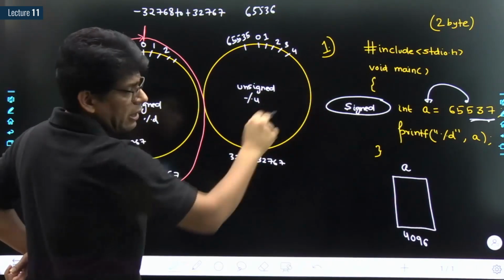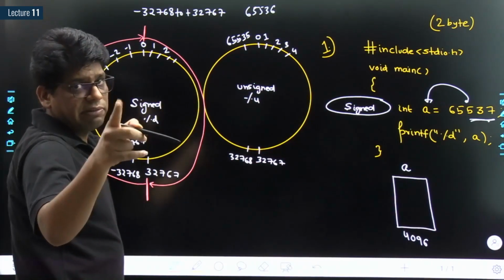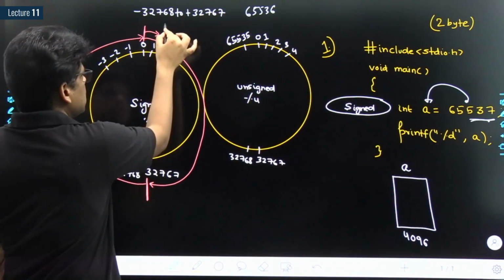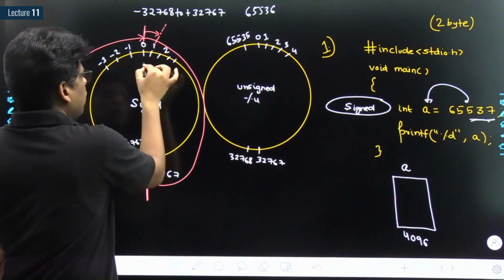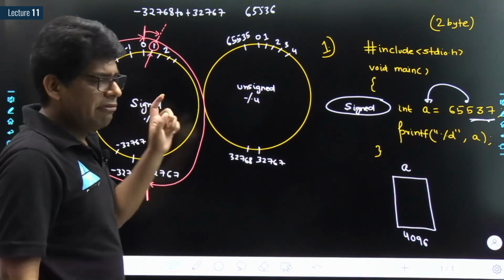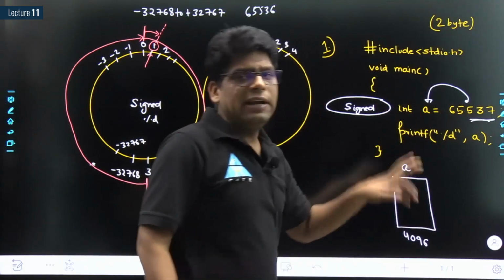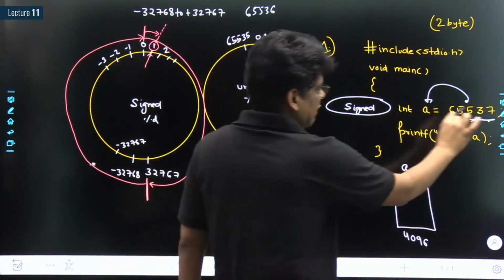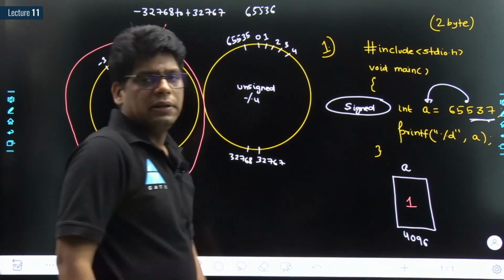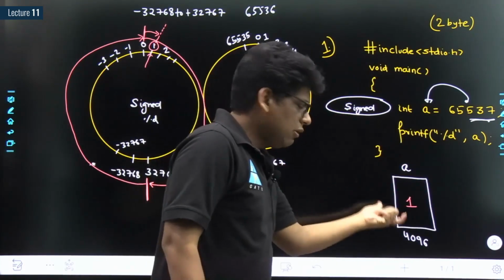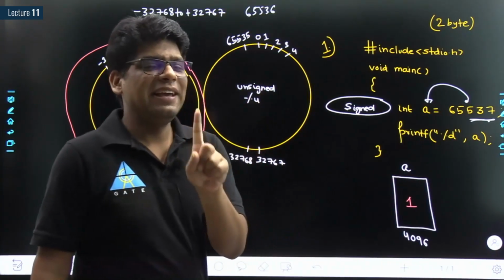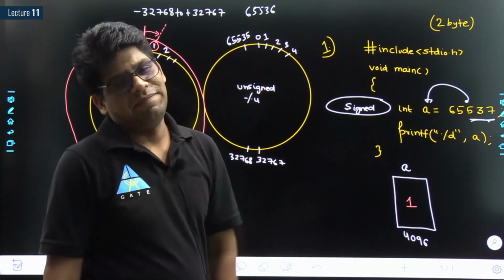But what is our number? Sir, one more than 65536. That means we will move one more position. So what will we get? Sir, we get number 1. That means, what is the value that gets stored inside A? Sir, it is not 65537, but actually it is 1. Inside A, 1 will be stored.